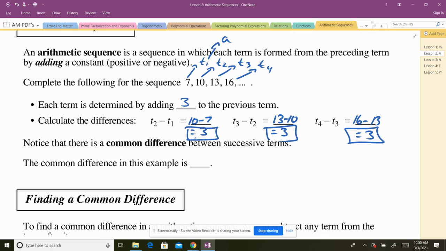And you can always find the common difference by subtracting successive terms, i.e. T2 minus T1 or T4 minus T3, etc. So the common difference here is 3. The common difference will be given the symbol D for difference. All right. Everybody okay with that?